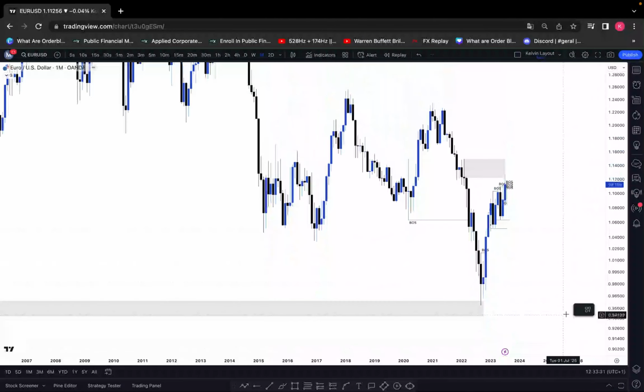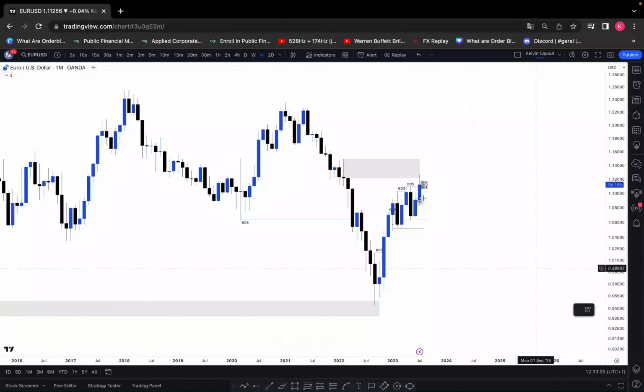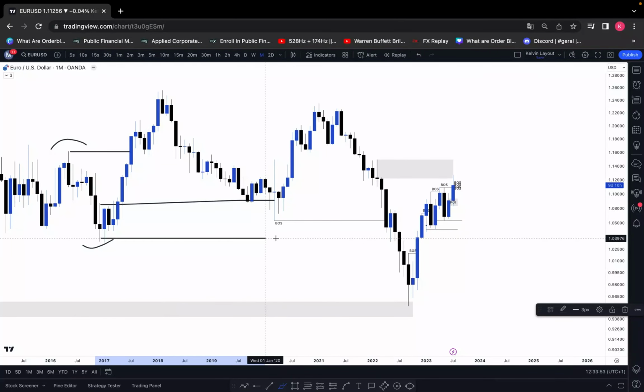So EURUSD, we can start from the monthly time frame. As we have previously discussed, price tapped this yearly bullish order block. But when we look at the monthly time frame, we can clearly see that the structure is still bearish, right? Because previously we had this high and then this low. Price had broken structure right here to the upside. So this was the demand reaction at this point of interest.